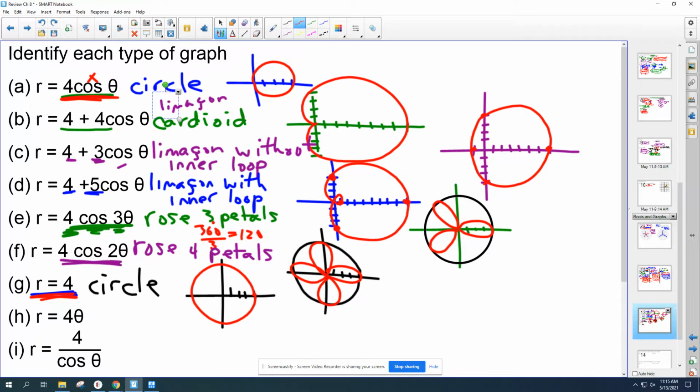Now, I'm not even sure if we mentioned this one, but just in case it comes up, r equals 4 theta is a spiral.